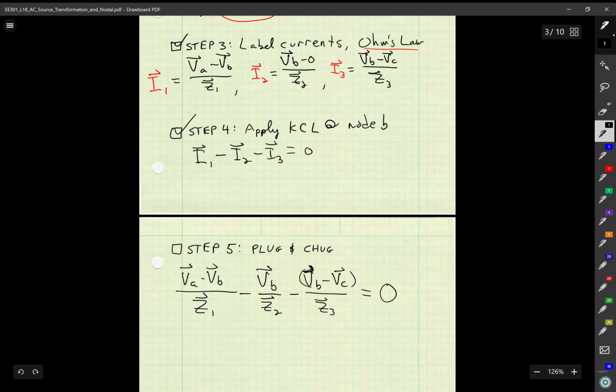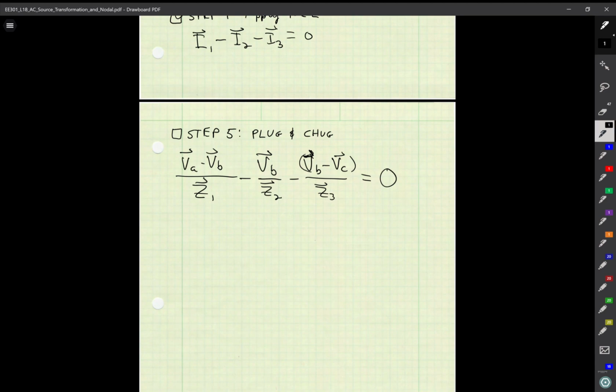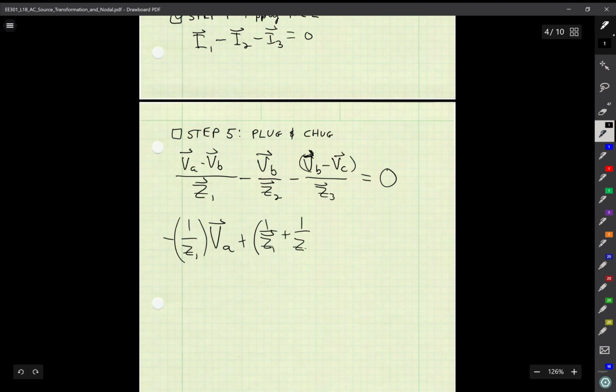and I set that equal to 0. Now, if I combine like terms and regroup things, I can see that I have minus 1 over Z1 times VA, plus 1 over Z1 plus 1 over Z2 plus 1 over Z3, this is just algebra, times VB, which is equal to 1 over Z3 times VC.